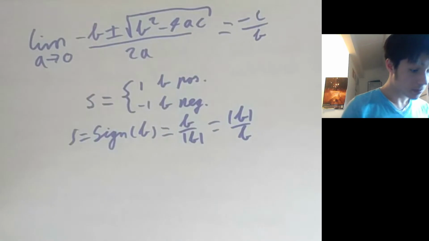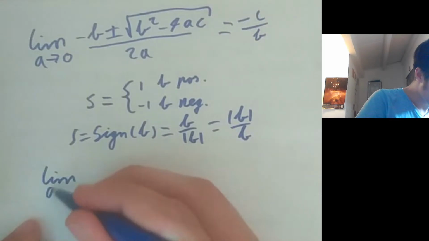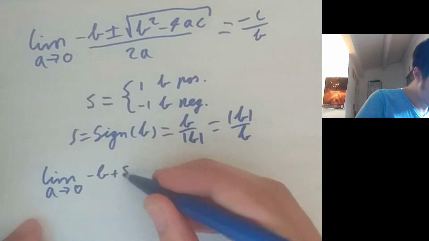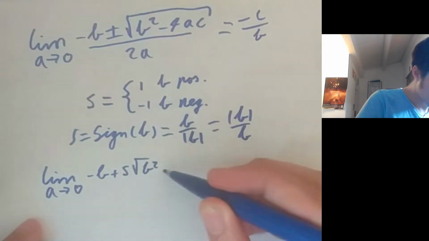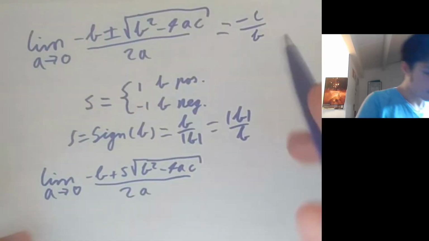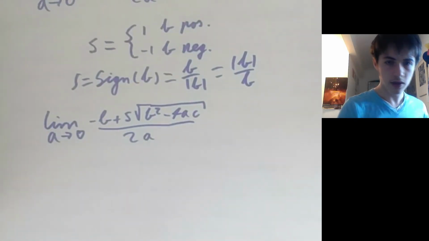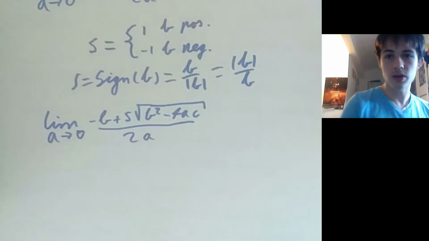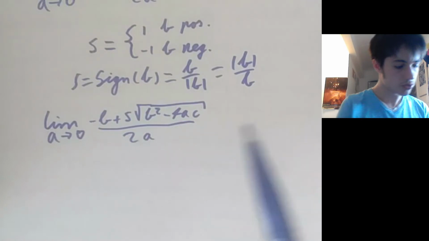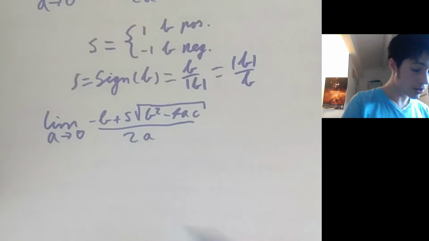So that's nice. And now my claim is that the limit when a goes to 0 of (-b plus s times the square root of b squared minus 4ac) all over 2a will be equal to -c over b. And we're going to show it right now. So to answer the question whether we should take the positive or the negative version of the solution, that depends on whether b is positive or negative. So let's work out this limit.